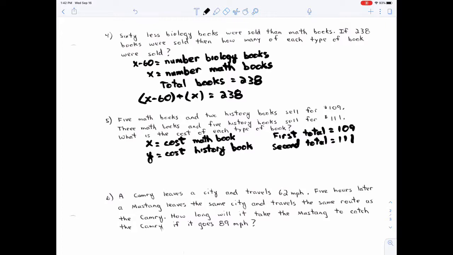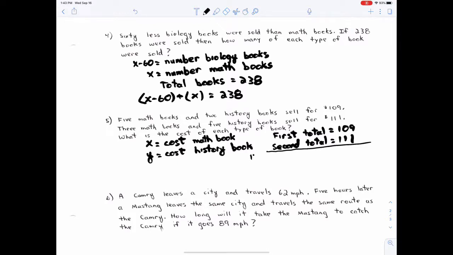Okay, how do you figure out the cost of the math books then? Well, it's the number of books times the price of each book. Okay, so if I can write this. So for the first total, you'd write cost of the math books plus cost of the history books equals 109. For the second total, you'd write cost of the math books plus cost of the history books equals 111, because it's under two situations.